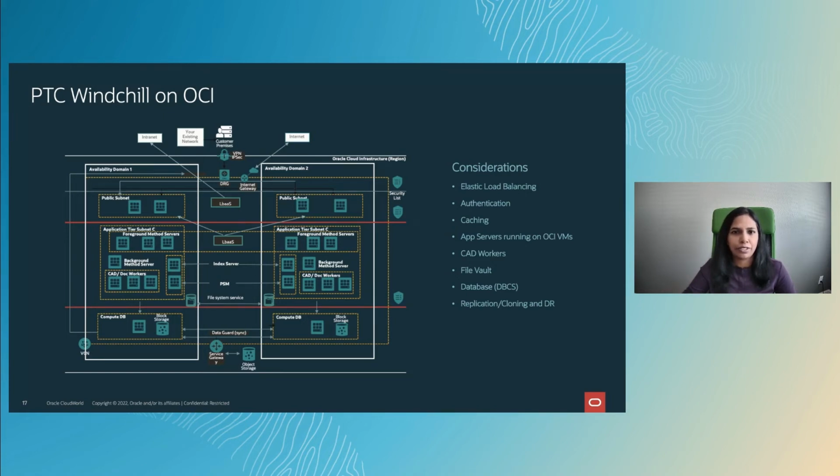The backend servers retrieve and process the CAD diagrams or drawings that are needed. The database here is a two-node DBAS on a compute instance. The file vault is the OCI file storage. Another way of optimizing the performance would be to use a ZFS appliance with block volume data replication.